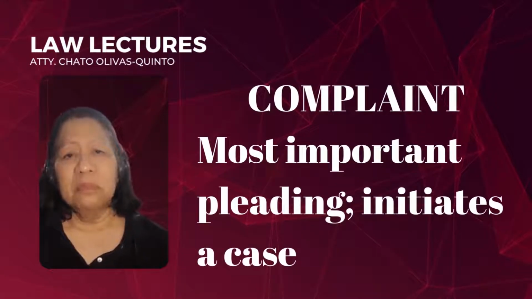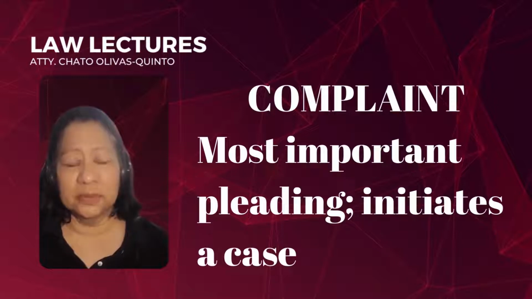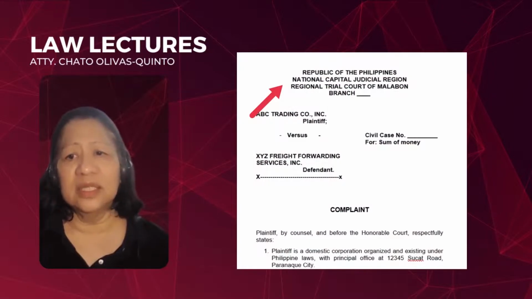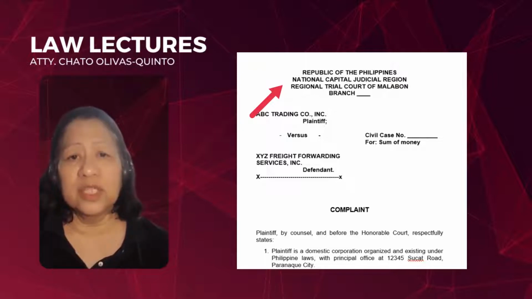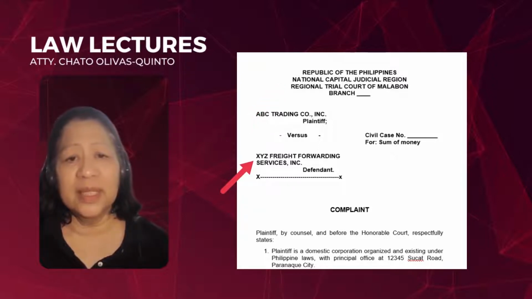The complaint is the most important pleading in litigation. Bakit? Because it initiates a case, which is why it is called an initiatory pleading. Moreover, it dictates the way a case will proceed, because the complaint shows you the following. In the title and caption of the complaint, you will see the judicial region in which the court sits, the court which has jurisdiction over the case, the venue where the case is filed, the name of the plaintiff, the name of the defendant, and the designation of either the cause of action or relief sought.